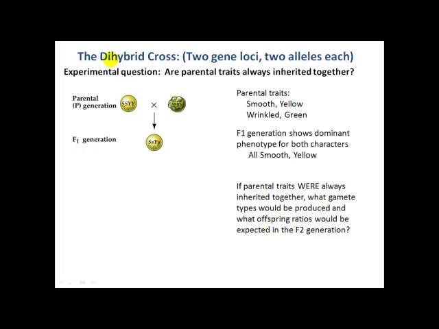So here we're looking at the creation of a hybrid between two true breeding strains for not one but two genetic traits. And this is the most simple scenario where each gene has two possible alleles each. So this is referred to as a dihybrid cross. All right, so let's think about this.